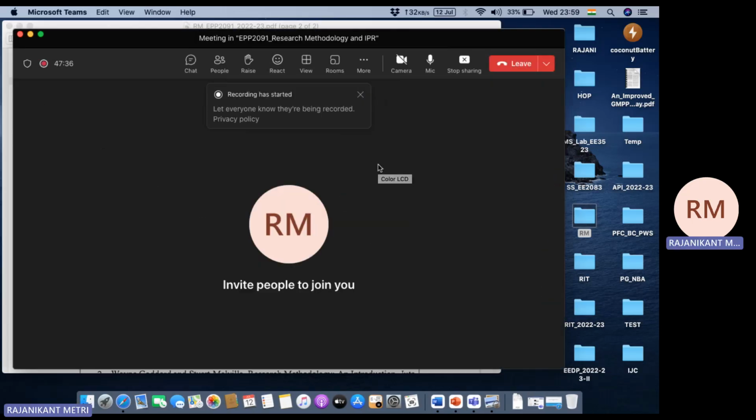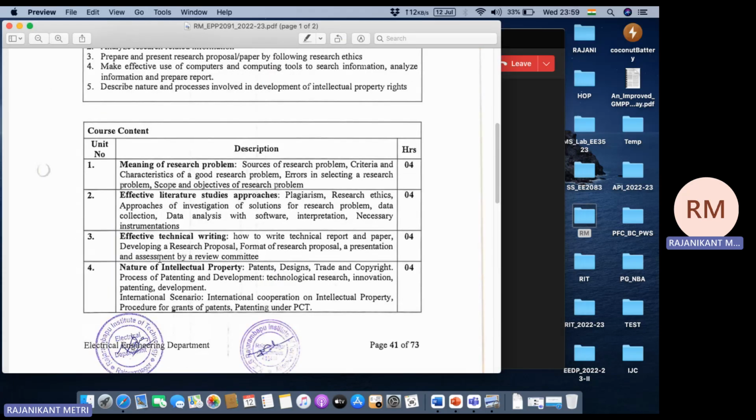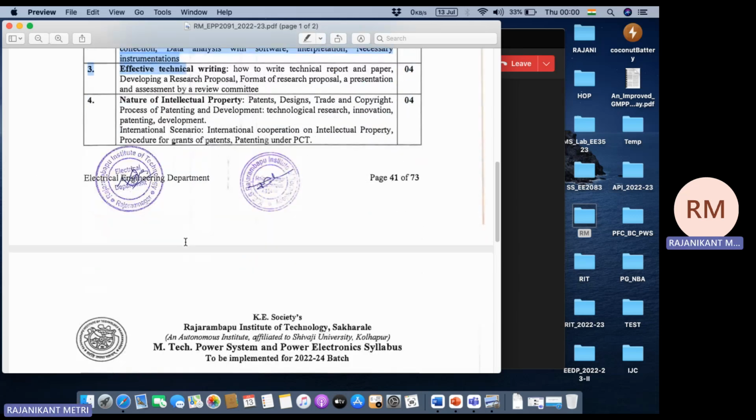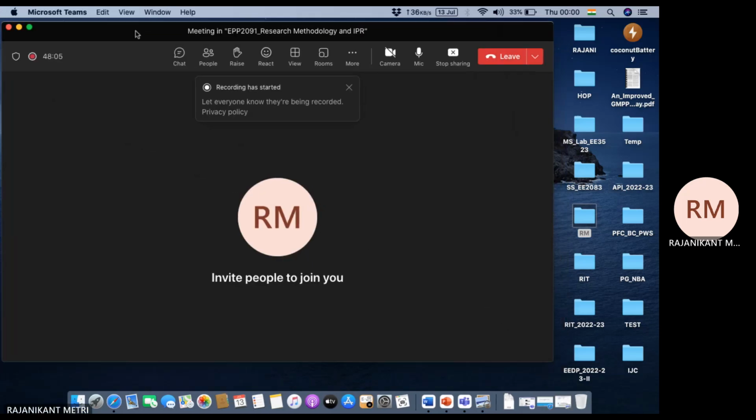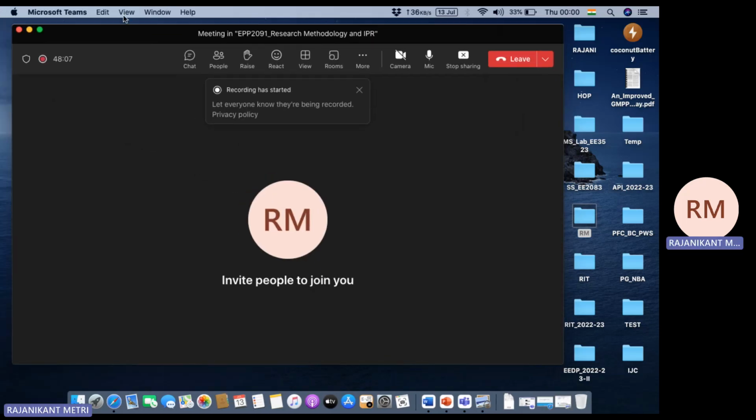This ends our topic of IPR also, and thus we can see the two major sections: one consisting of research problem, literature, and technical writing, and the second part related to intellectual property, its rights and protections, what the developments are, and how we can apply these processes. So we stop here. Thank you.